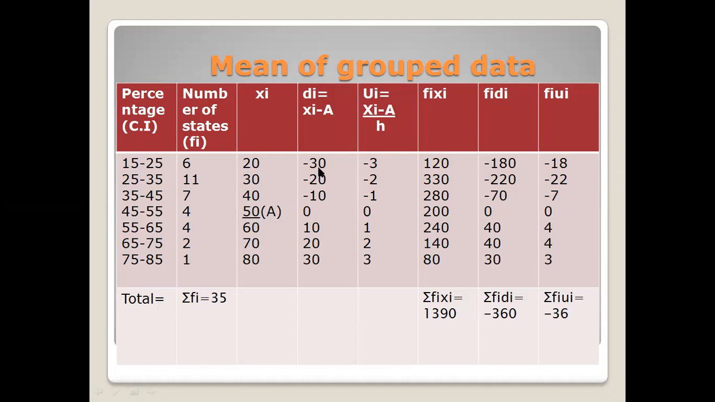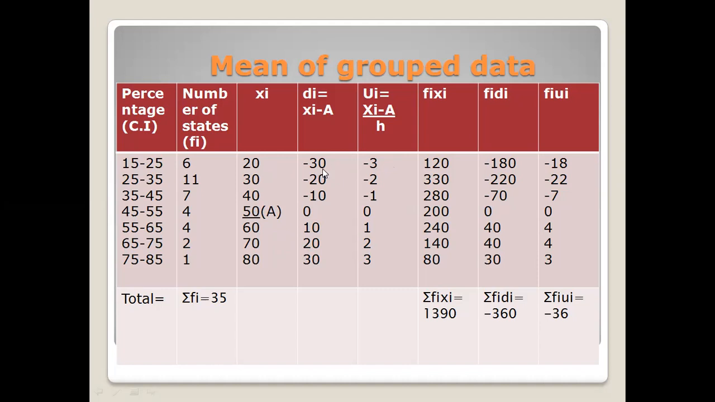Now see the next column, di. The di value is xi minus a, capital A. That is 20 minus 50, which is minus 30. The next one is 30 minus 50, that is minus 20. Then 40 minus 50, that is minus 10. 50 minus 50 is 0. 60 minus 50 is 10. 70 minus 50 is 20. And 80 minus 50 is 30.